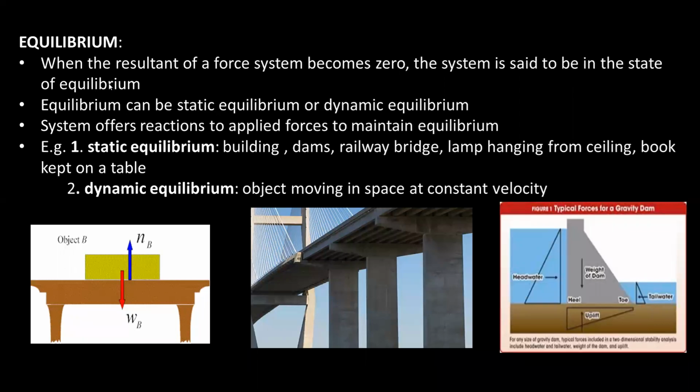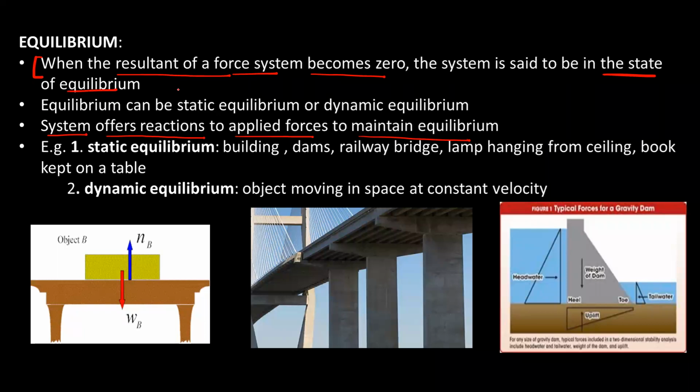Okay. So the basic concept of equilibrium is that it is the balanced state of a system. Okay. So for the equilibrium, the system offers reactions to the applied forces, okay, so that it can maintain the equilibrium. And in the first definition, when the resultant of the force system becomes zero, the system is said to be in the state of equilibrium. Okay.